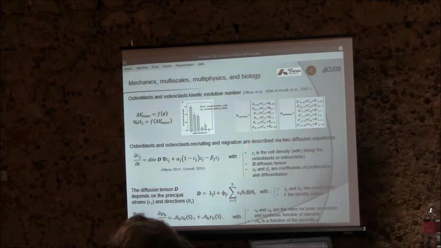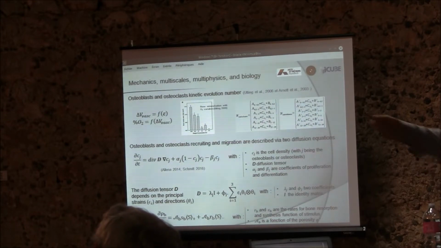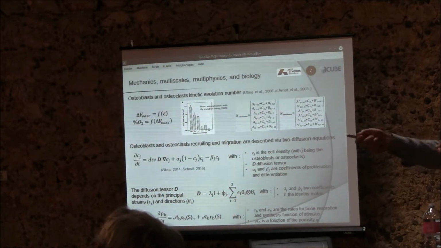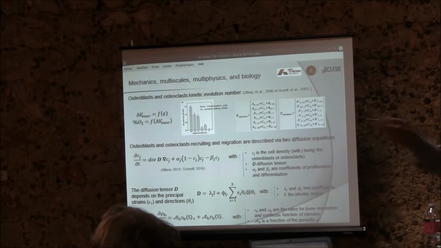So, we have a cell density evolution as a function of time. D is a diffusion tensor, which depends on the strain and the principal direction. Exactly. So as soon as you strain in some specific direction, this loaded direction will lead the migration of cells in that direction.